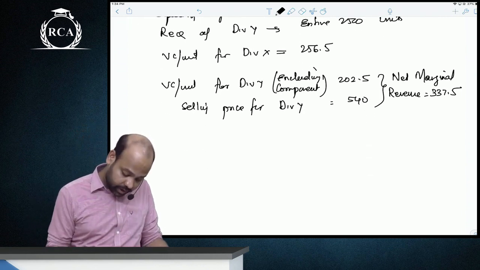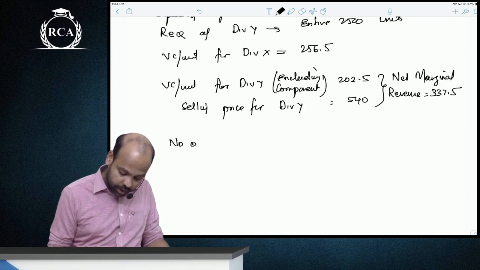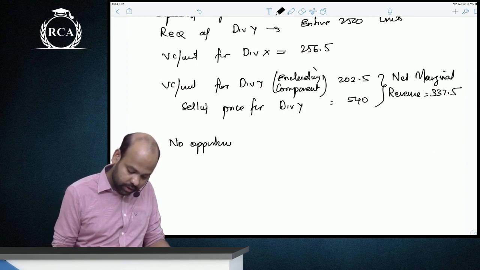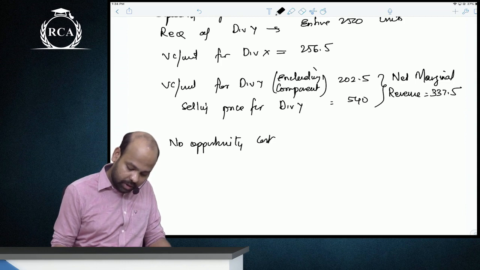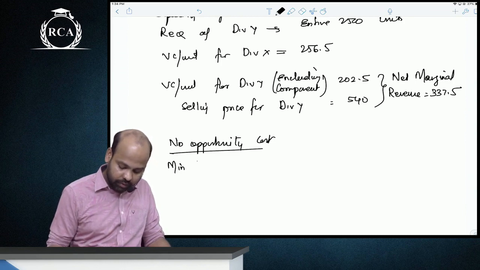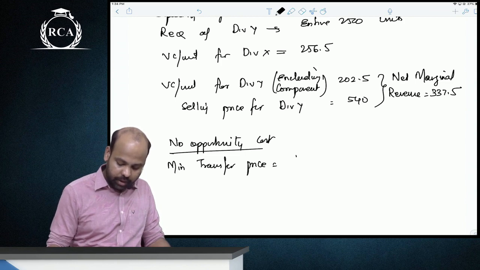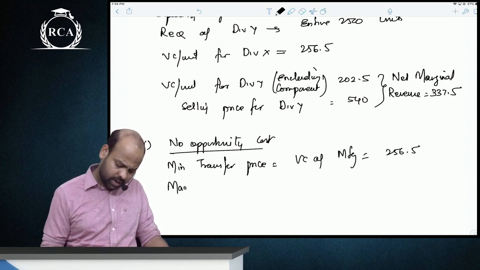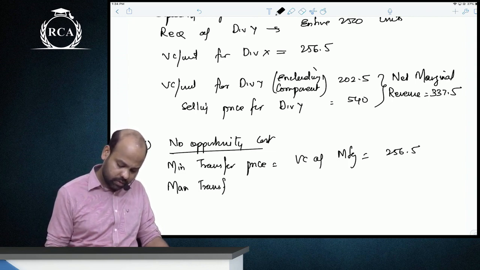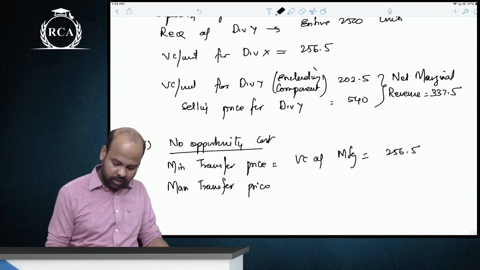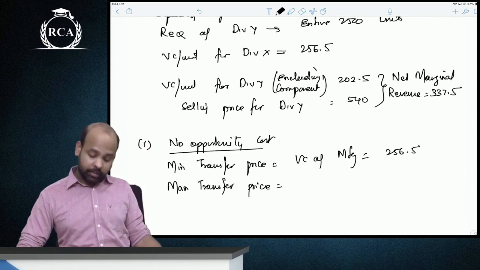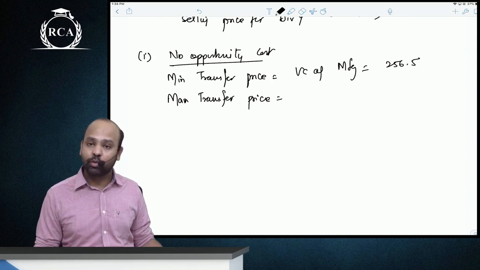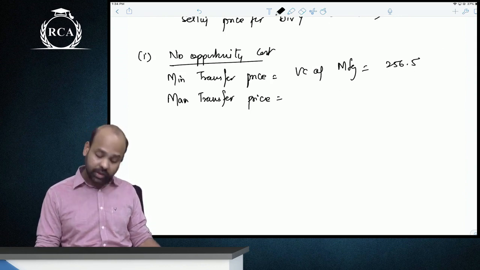Look at the first bit, guys. There is no opportunity cost, beta. So the minimum transfer price, guys, from the viewpoint of Division X, will be the variable cost of manufacturing, which is 256.5. Minimum transfer price, beta, is 256.5. That is variable cost of manufacturing, guys.